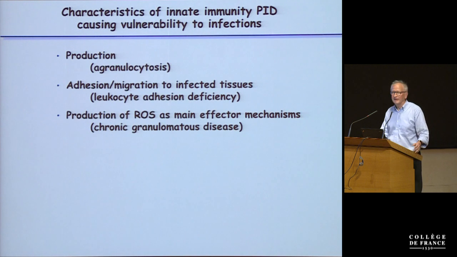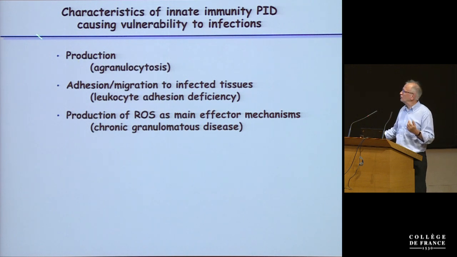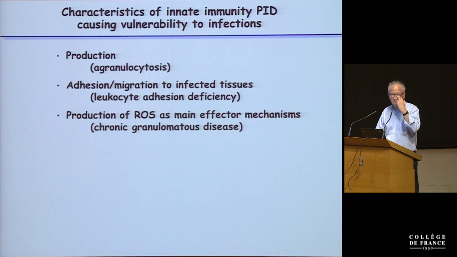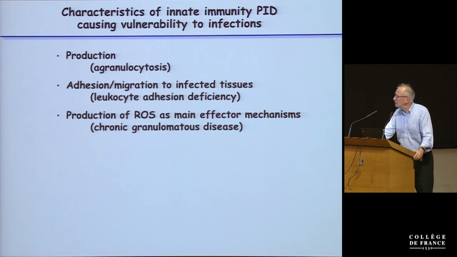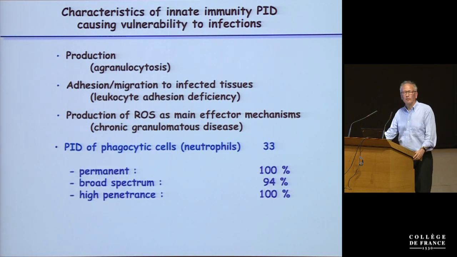Now, if we look at innate immune defects affecting neutrophils and macrophages, essentially defects in cell production, defects in adhesion, defects in the production of reactive oxygen species in phagolysosomes in which bacteria and/or fungi have been engulfed, the characteristics are more or less the same. There are not so many of them, 33, but again, vulnerability to infections is permanent all over life, the spectrum of infections is broad, and penetrance is high.